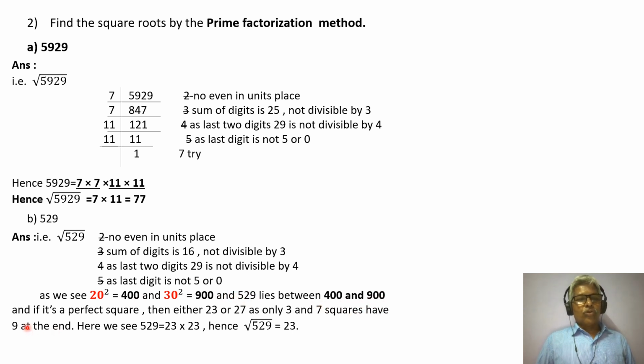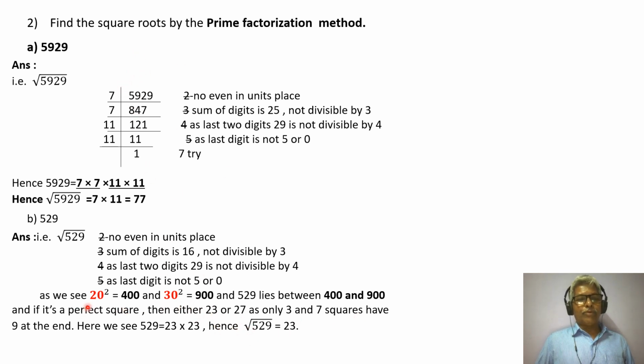So if it's a perfect square, then it's either 23 or 27, because with 3 squared, you get 9 at the end, and only on this occasion. 3 into 3 is 9 and 7 into 7 is 49, ending in 9. No other number, or any other number ending with 3 and 7 only, gives you 9 at the end of the square, and no other number will give it.